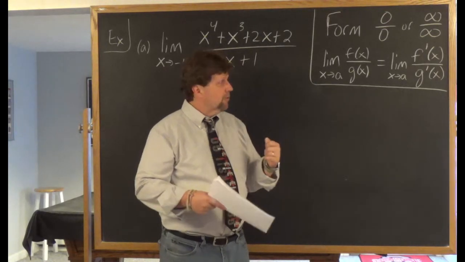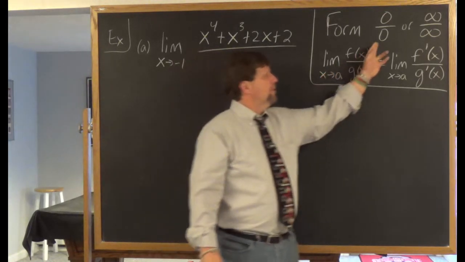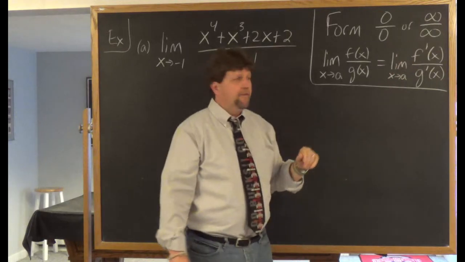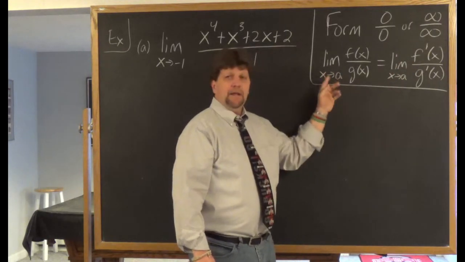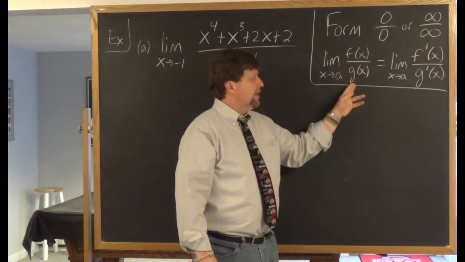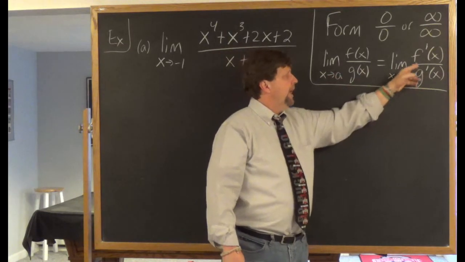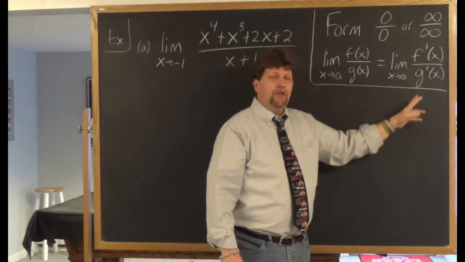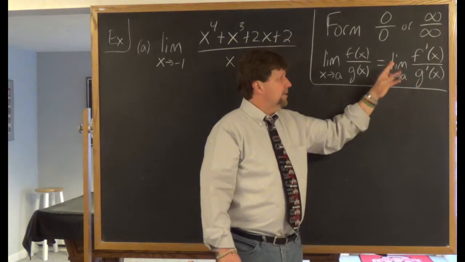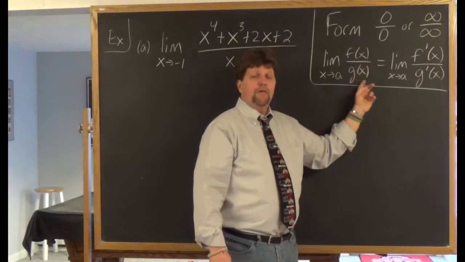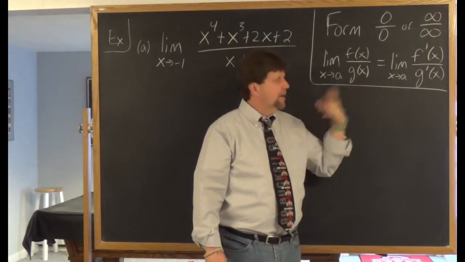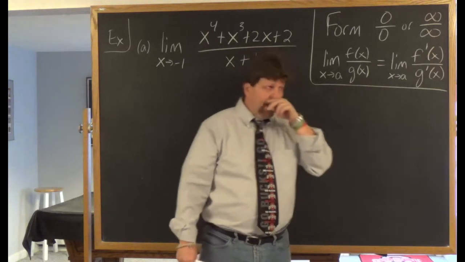Well, L'Hopital's rule tells us that when we have the form 0 over 0 or infinity over infinity, the limit as x goes to a of f of x over g of x is equal to the limit as x goes to a of f prime of x over g prime of x. So you take the derivative of the numerator over the derivative of the denominator, and then try substituting.